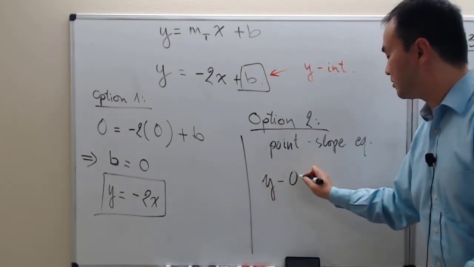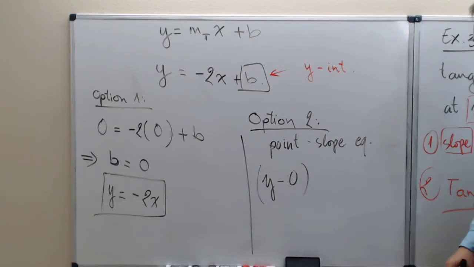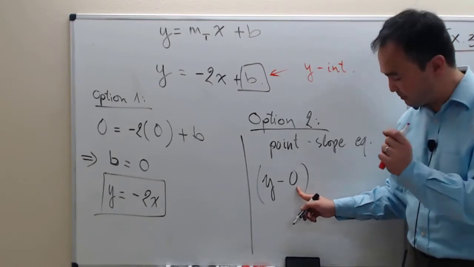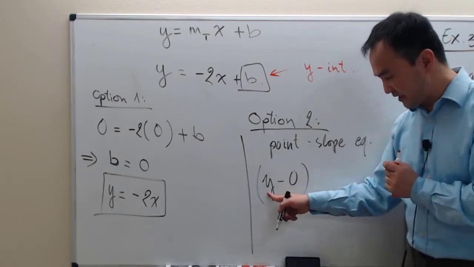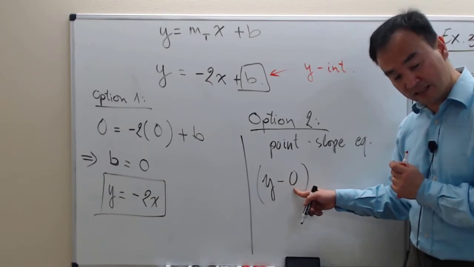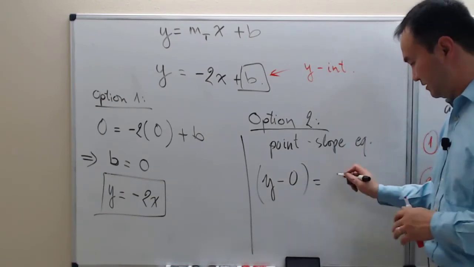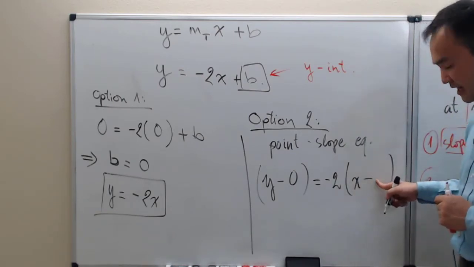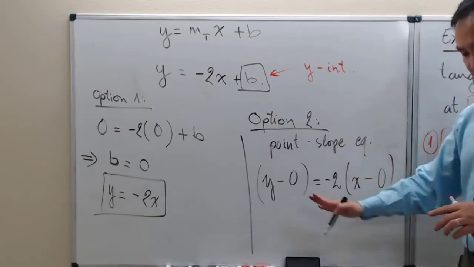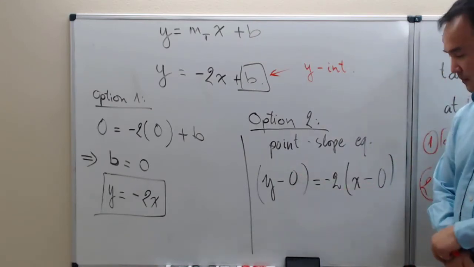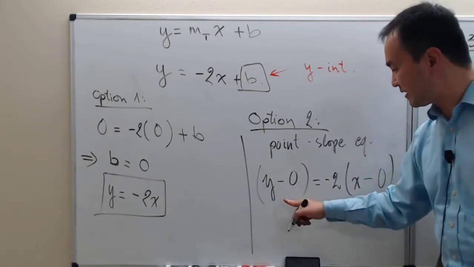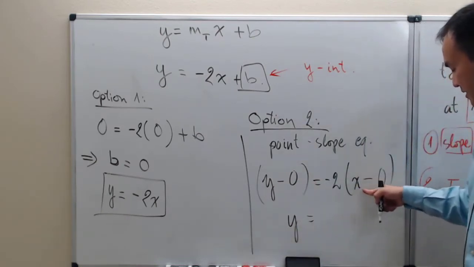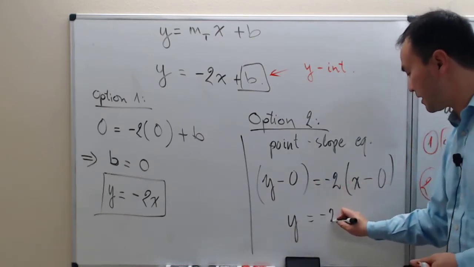y minus the y value of your point. Remind yourself, what I mean by my point is the tangent point, being the point on the line as well. So y as a variable minus the y value of the point you already had, equals negative 2 as the slope, times x minus the x value of your given point. This equation is called the point slope equation. And from the point slope equation, look at how nice that is. y minus 0 is y equals, well, x minus 0 is x, so minus 2x.